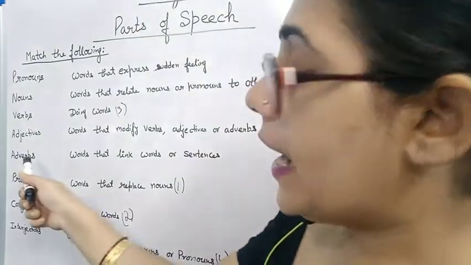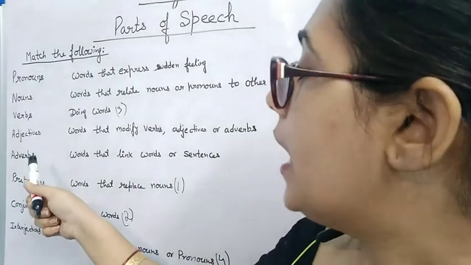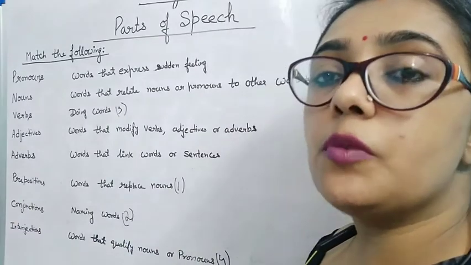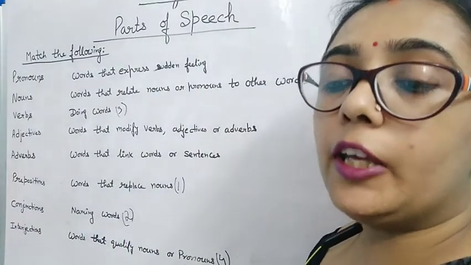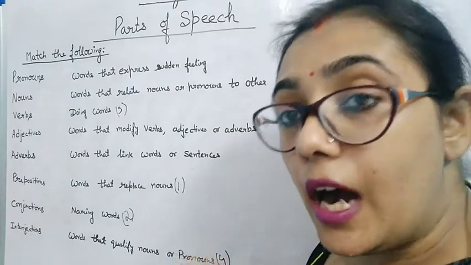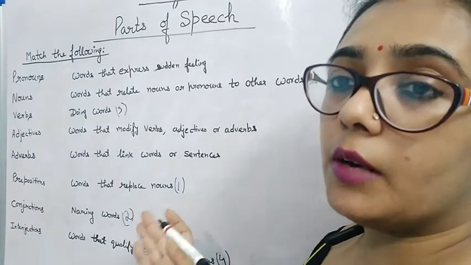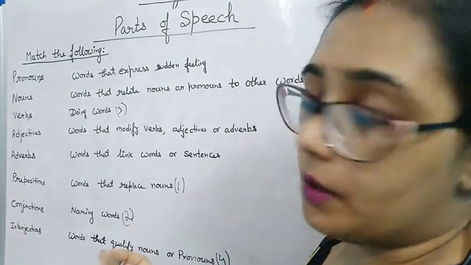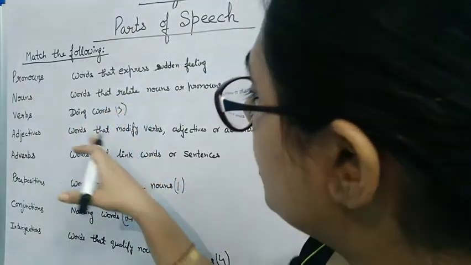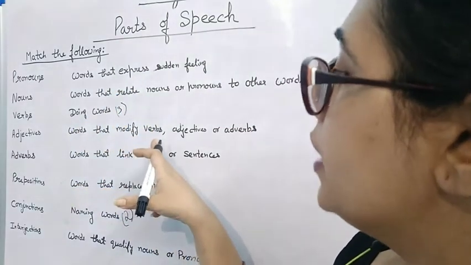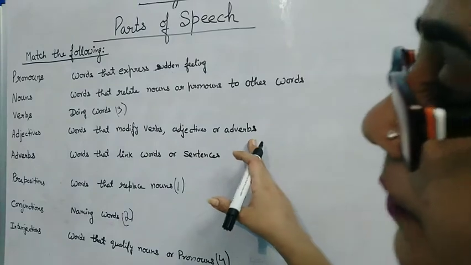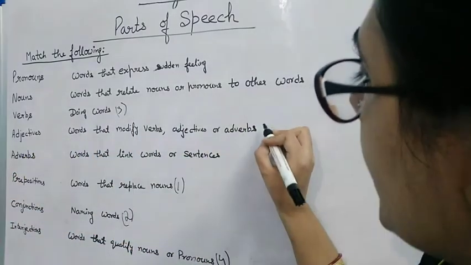Now next, adverbs. What are adverbs? Adverbs are the words which modify verbs. Like if any action is done, how that action is done, that we come to know through adverb. Let's see. Words that modify verbs, adjectives or adverbs itself. So this is adverb.